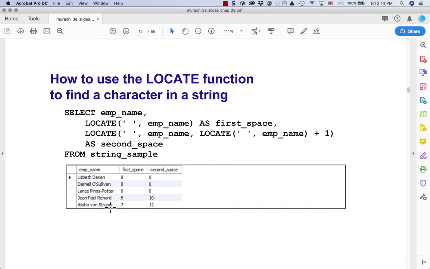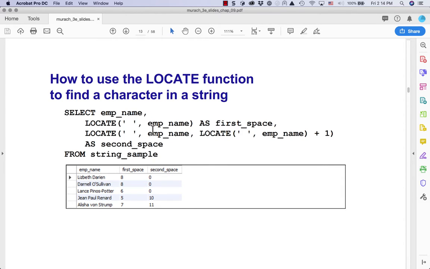Now we're realizing that we might have more than one space. So now we're just taking the names and trying to find the location of the first space and the location of the second. What we're seeing here is if we don't have a second space, it's going to come back as zero because we're doing this locate. And if we do, then we're going to have the index of the first and the index of the second.